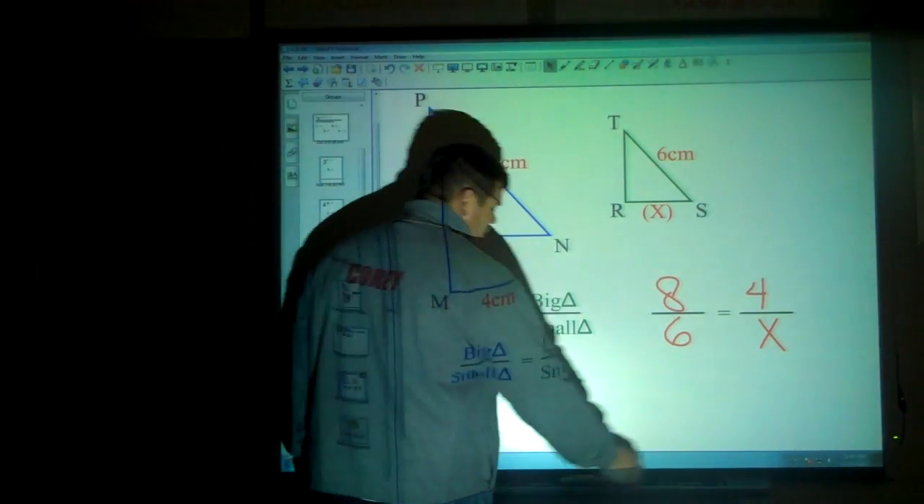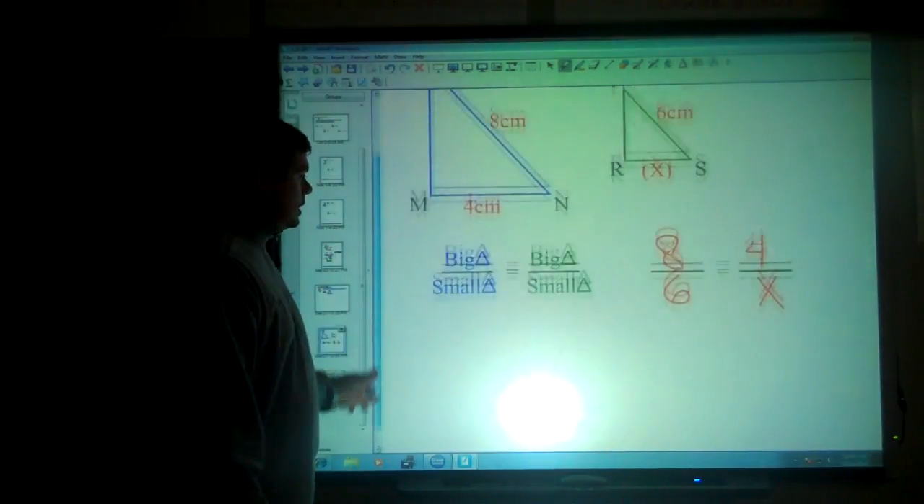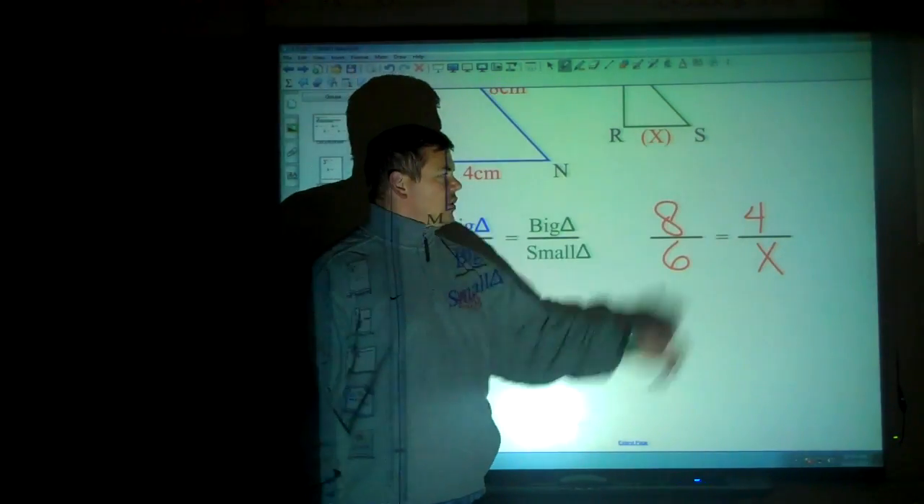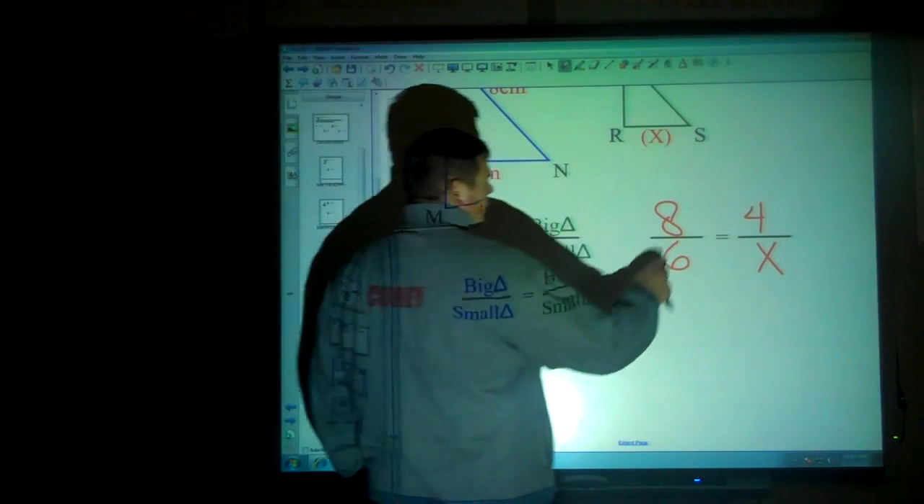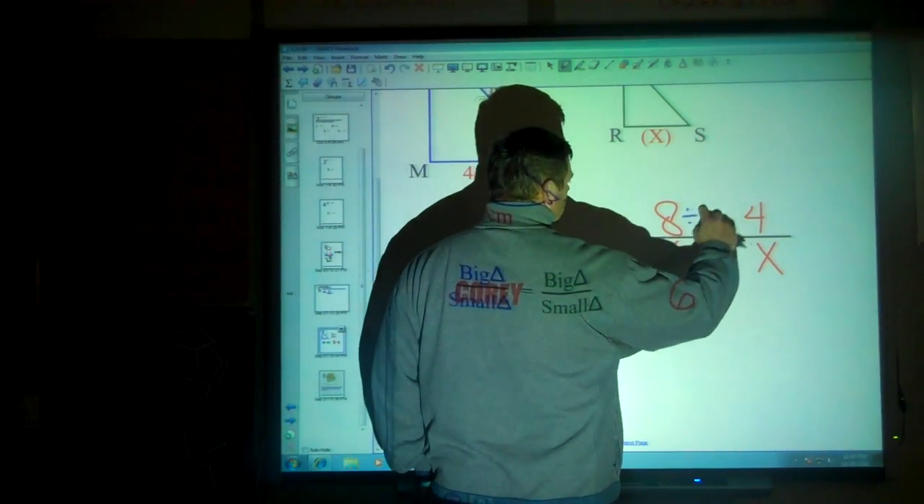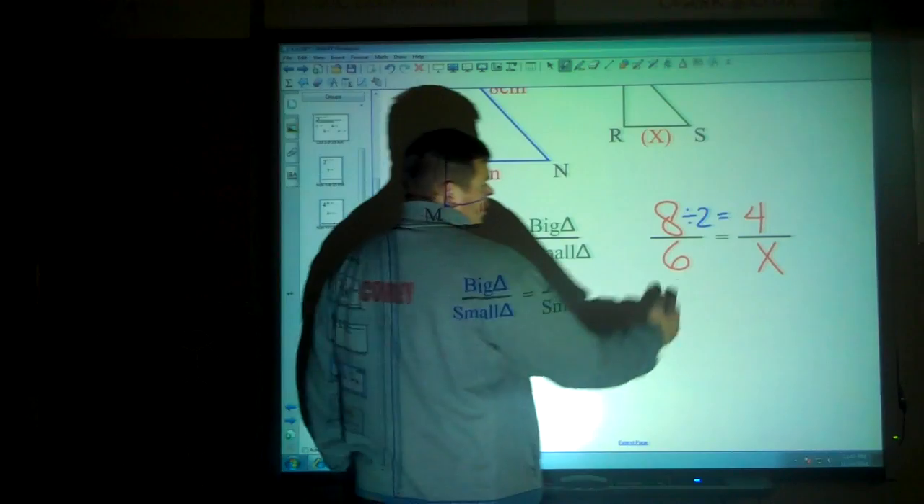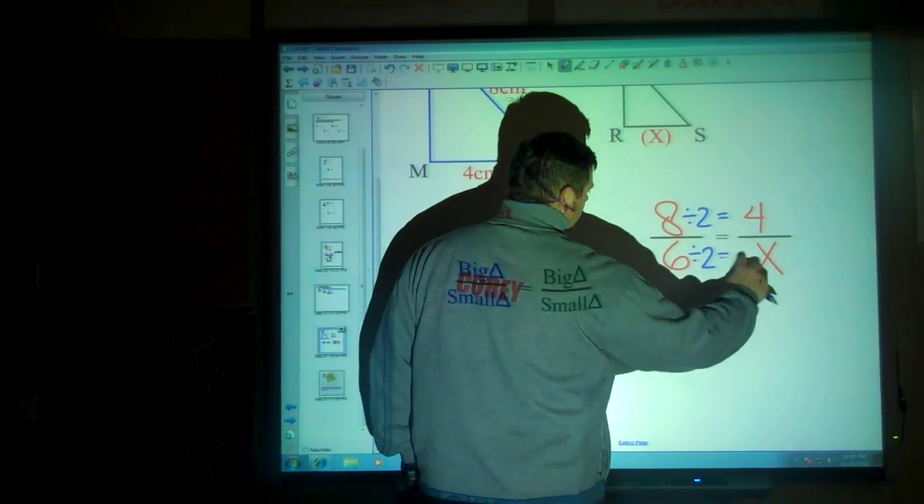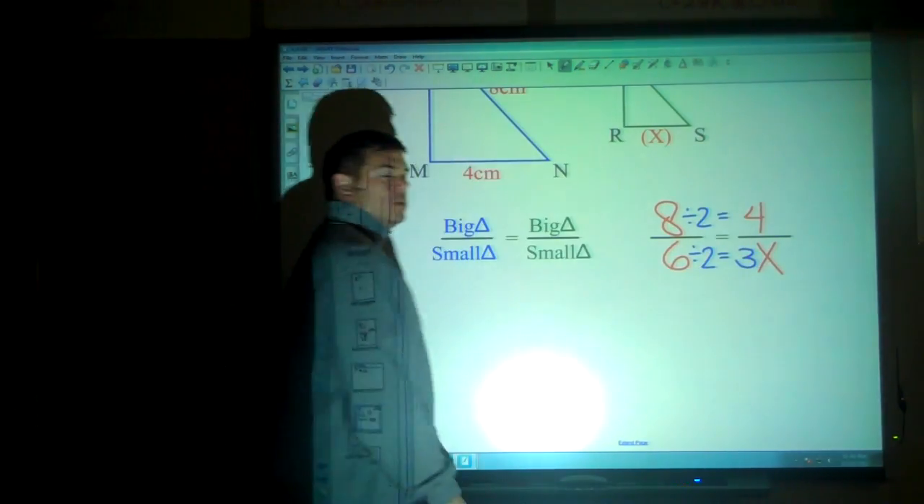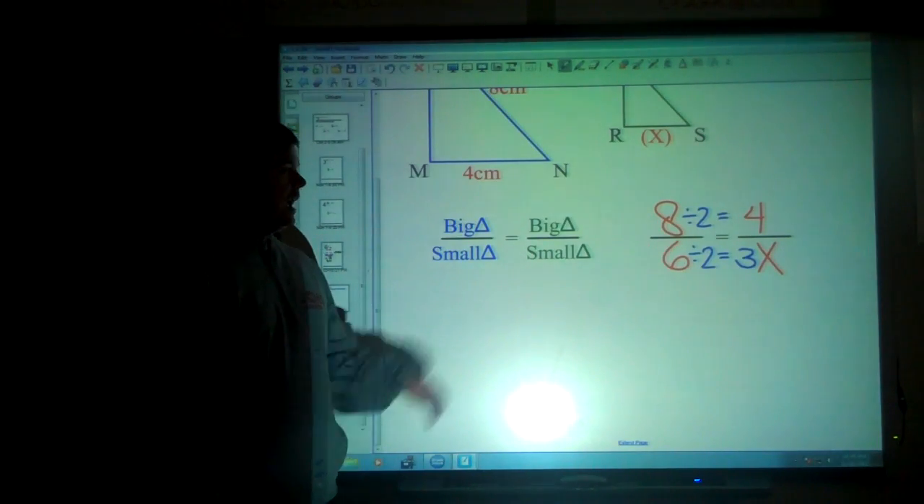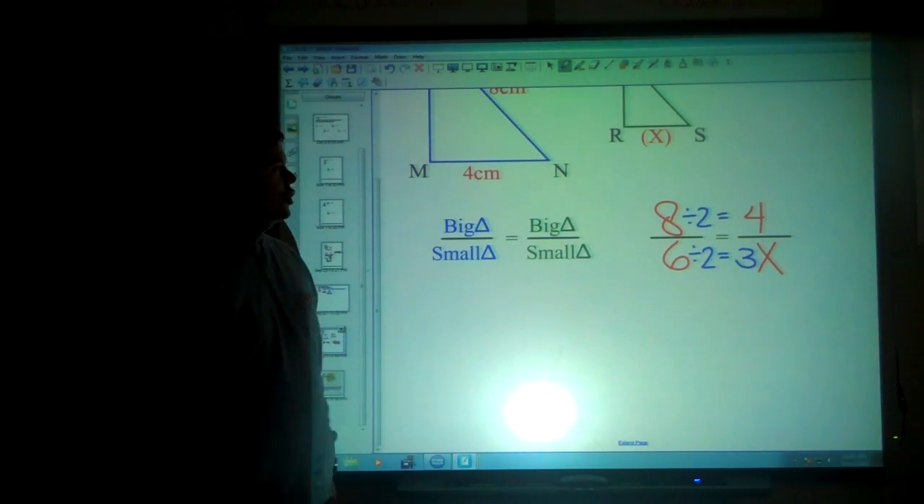Now there's a couple ways you could do this. There's actually a number of ways. This is a proportion where one fraction is equal to another. You could say to yourself, well, 8 got divided by 2 to equal 4. So to keep it fair, I could divide 6 by 2 and I'd get 3. X must equal 3. And that's completely legitimate. You could do it that way.